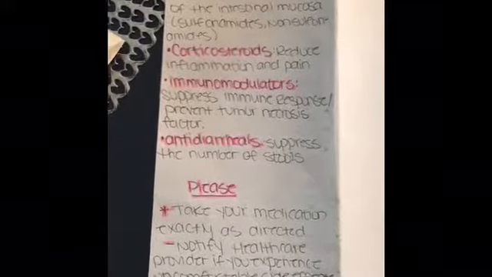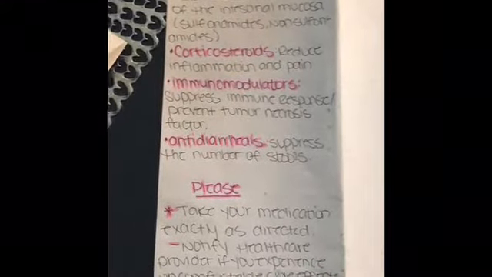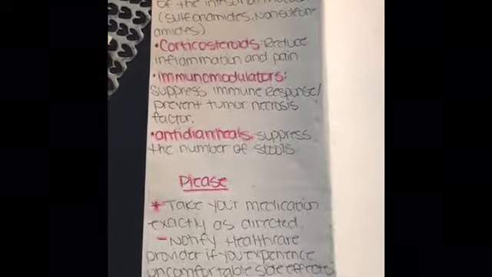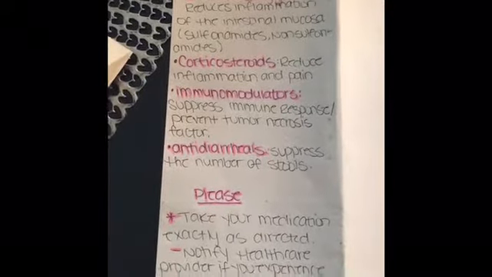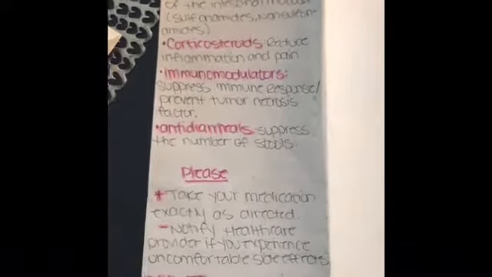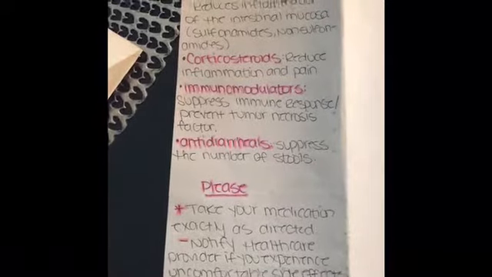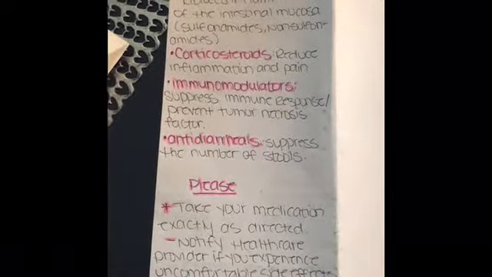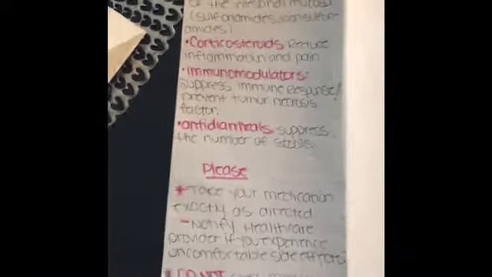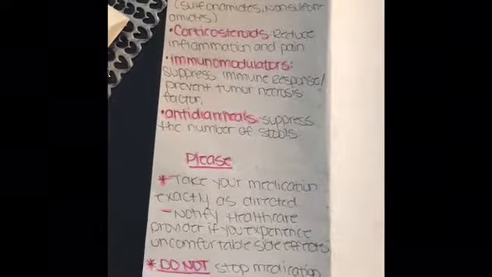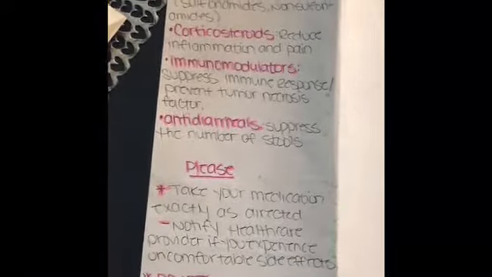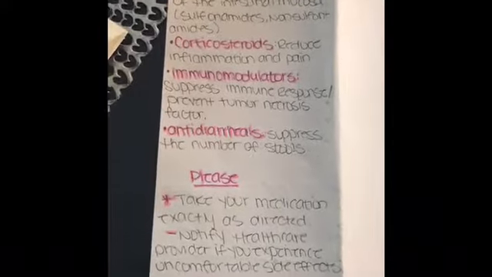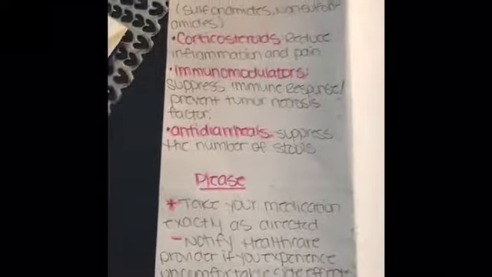You always want to include education for what types of medications the person's going to be needing to take for their new disease or the continuing treatment of their disease. So aminosalicylic acid, sorry, I probably butchered that. It reduces the inflammation of the intestinal mucosa. Corticosteroids reduce inflammation and pain as well. Immunomodulators suppress immune response and prevent tumor necrosis factor.